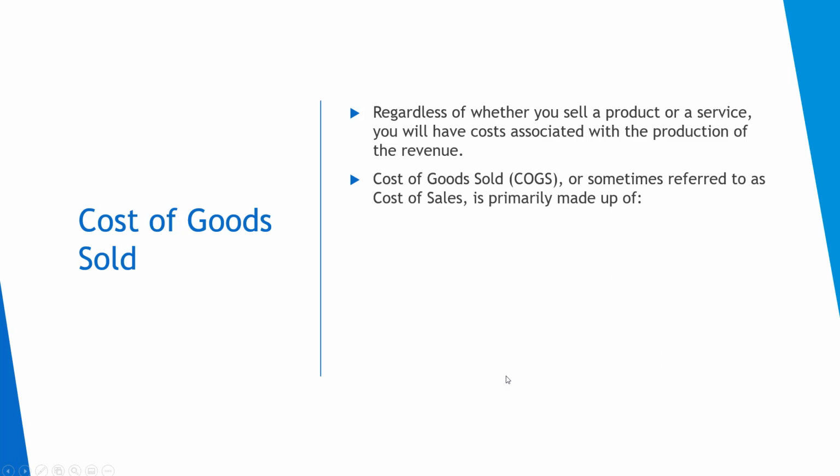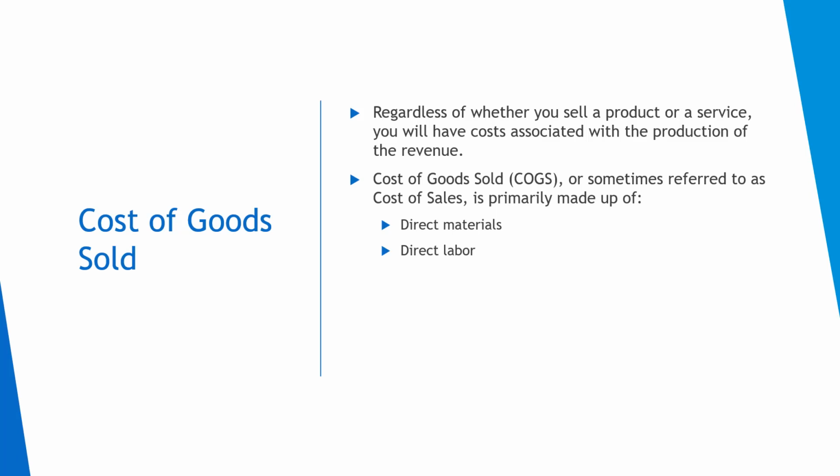Now, cost of goods sold is sometimes referred to as cost of sales. And like we've said before, it's made up of direct materials if you're selling a product, and direct labor, both selling a product and a service. So if you're an IT service company, you may have IT people working with you, and when you send them out in the field, they're producing revenue for you, but their salary is a direct labor cost, and that's part of your cost of sales.